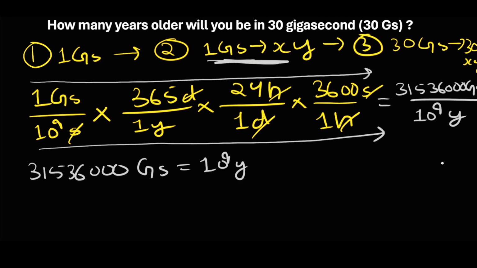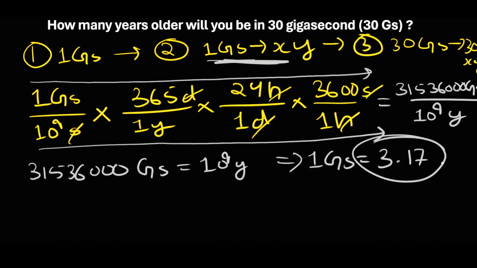Divide both sides by this number, and what will I get? I will get that 1 gigasecond is equal to 3, and if we take care of the decimals, we'll get 3.17. Now you can say that this is a bit too precise, so you can just take it to be 3.